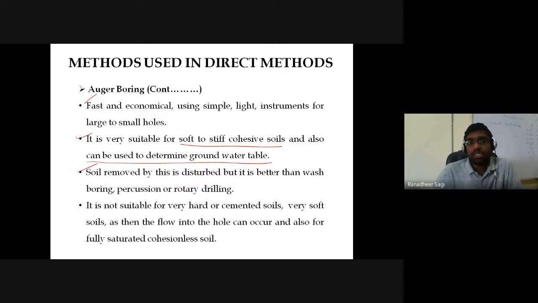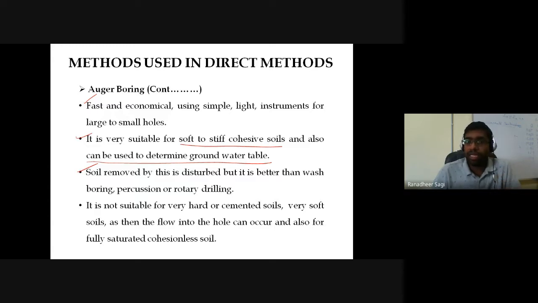Soil removed by this is mostly in a disturbed state, because with the help of your blades, either your helical blades or your auger cutting edges, you are causing shearing in the soil, which means you are disturbing the soil skeleton structure. So obviously that particular soil is what is called disturbed soil.